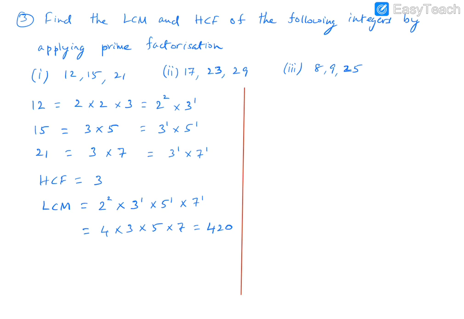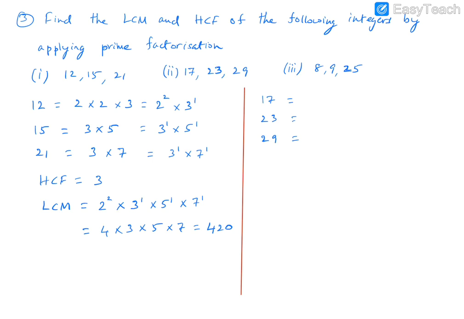Okay, let us now look at the second question, which is slightly interesting. So we have 17, we have 23, and we have 29. So what is the HCF of these three numbers, and what is the LCM of these three numbers? If you notice, all these three numbers are prime numbers themselves. They are not composite numbers, right?